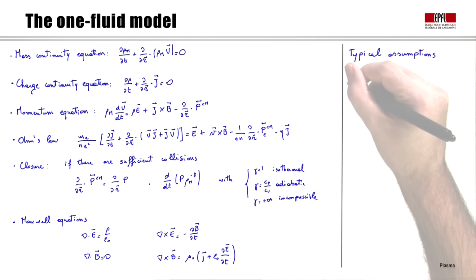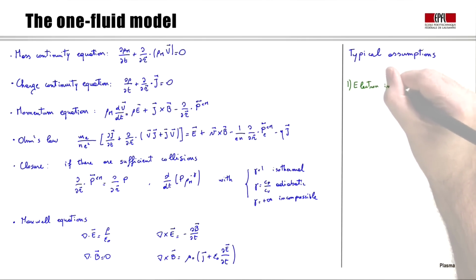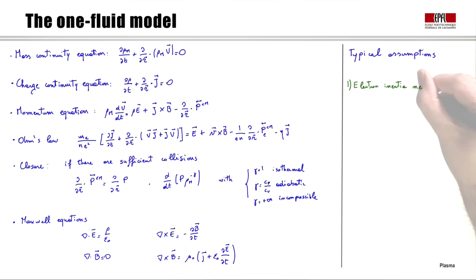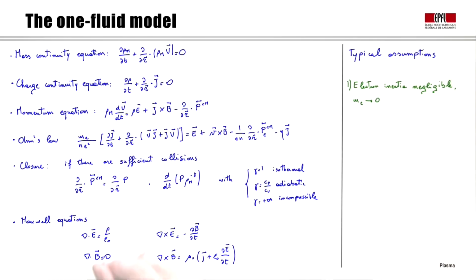The first assumption that is typically made is the one of negligible electron inertia. This means in practice to take the limit of the electron mass that goes to 0. In other words, what one does is neglecting this term here.